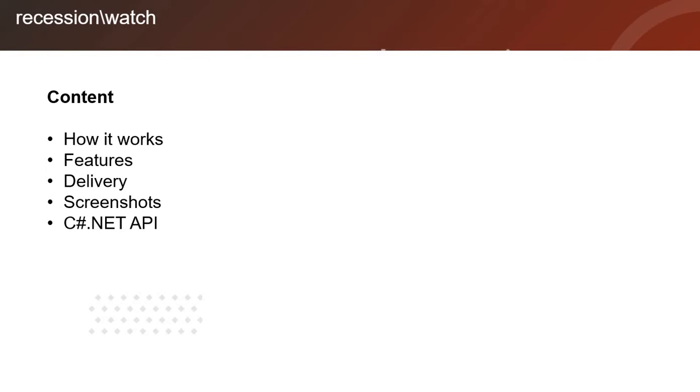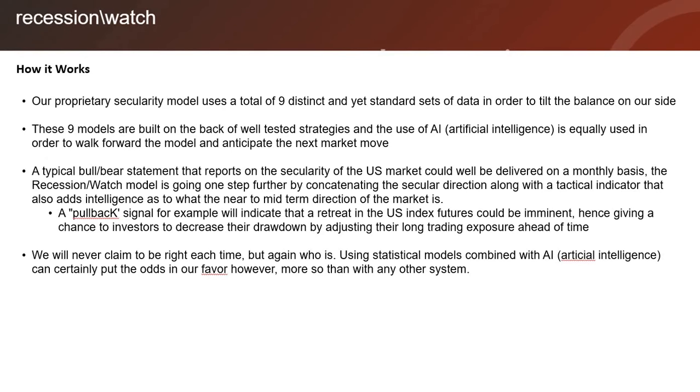The content of this presentation includes an explanation of the different features, delivery schedule, how it works, along with some screenshots and a brief description of the API. So this proprietary secularity model uses a total of 9 distinct and yet standard sets of data in order to help tilt the balance on our side.